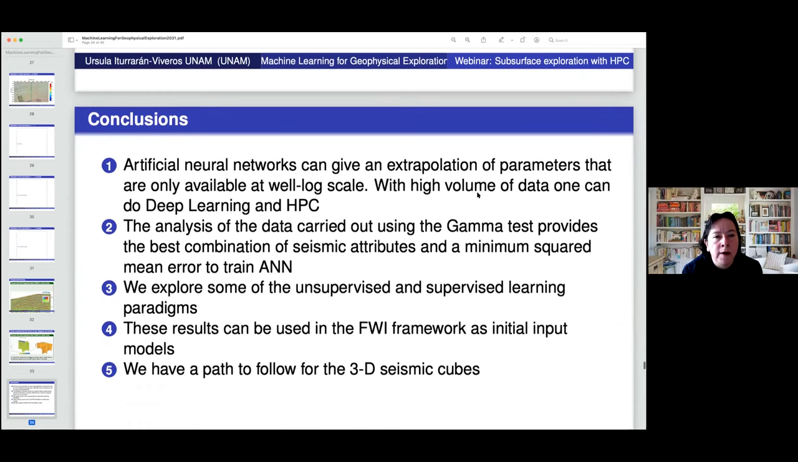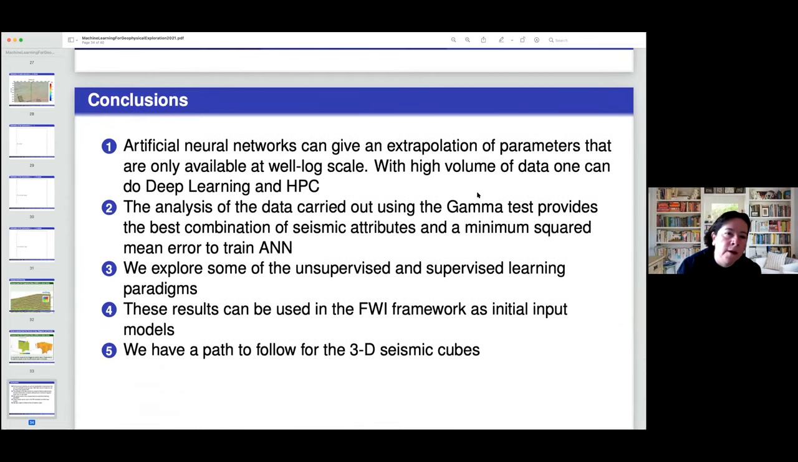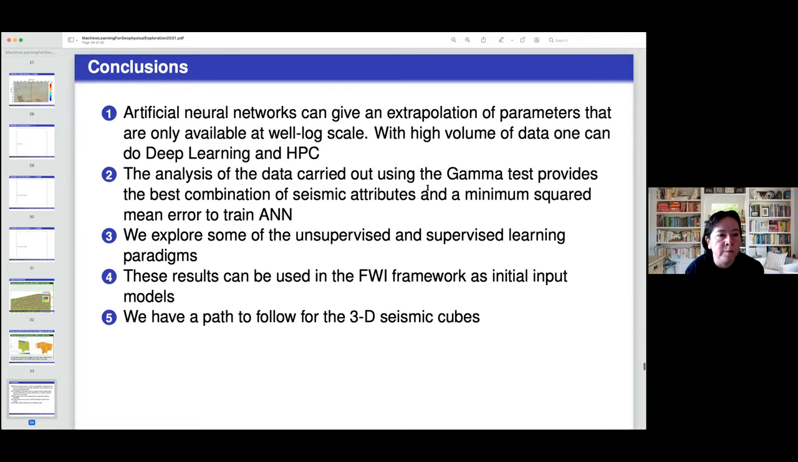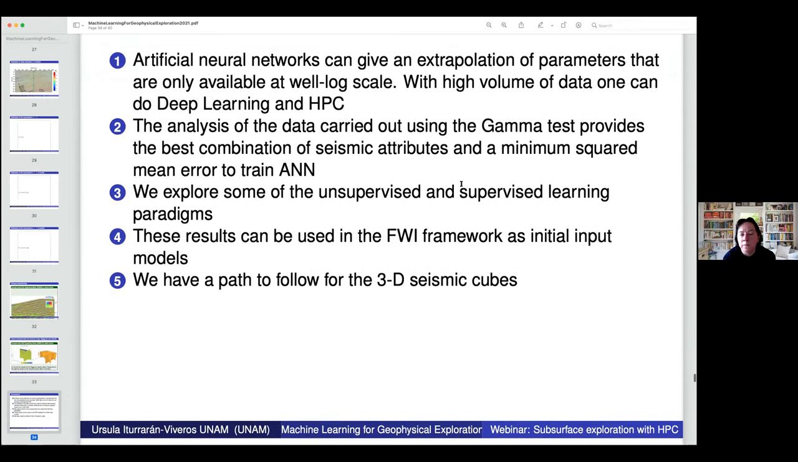So, quickly to the conclusions. The artificial neural networks allow me to extrapolate the parameters that I have only at the well log scale. I could do deep learning and high performance computing if I have more data; the data is essential. I did the analysis with the gamma test, and this allowed me to know which are the best input parameters for the neural network. I can also do supervised or unsupervised neural networks.